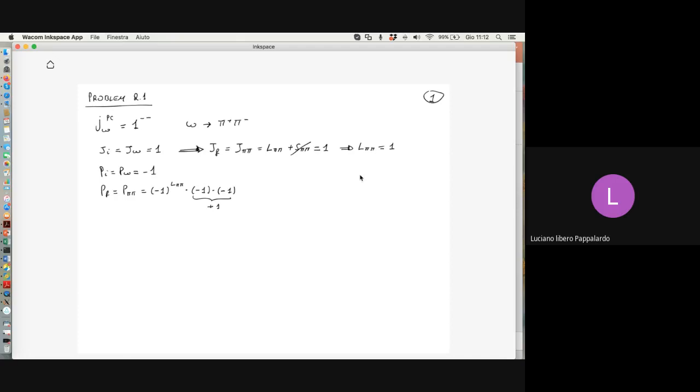L is equal to 1, so this is equal to -1 to the 1. So overall, this is -1. Okay, and in fact, it is equal to the initial state, so to the P of the omega. So parity is conserved in this decay.